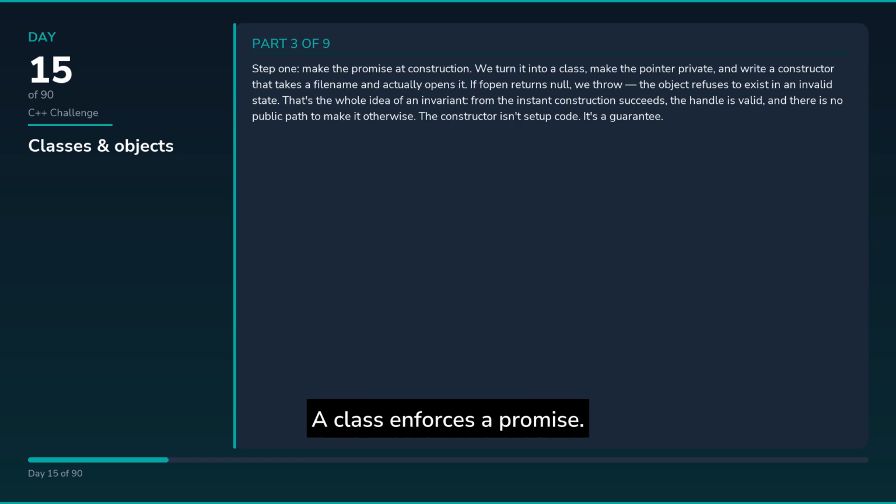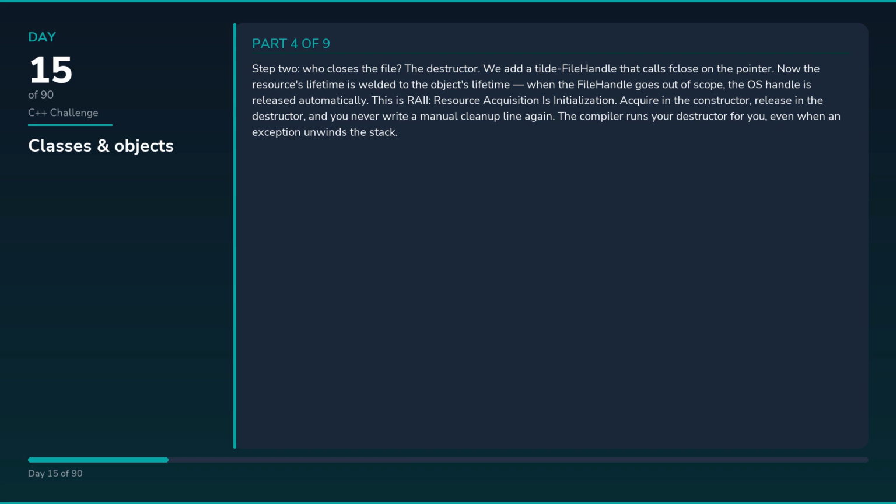Step 1, make the promise at construction. We turn it into a class, make the pointer private, and write a constructor that takes a file name and actually opens it. If open returns null, we throw, the object refuses to exist in an invalid state. That's the whole idea of an invariant. From the instant construction succeeds, the handle is valid, and there is no public path to make it otherwise. The constructor isn't setup code. It's a guarantee.